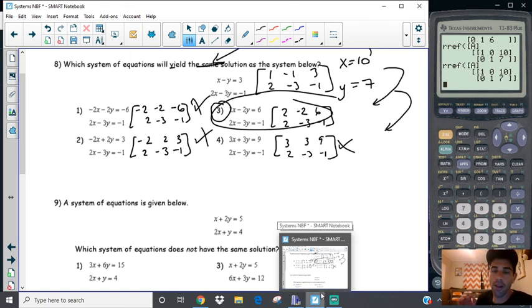So this is, again, finding how to solve systems of equations using the calculator only.